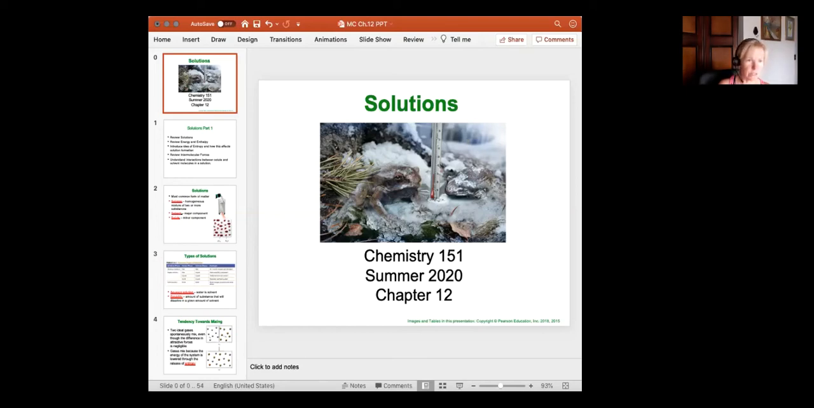We're in chapter 12. This is about solutions. So this chapter is some new material and some review. And so it's a nice way to ease into the second half of that textbook. So remember 150, you were learning all the way up to chapter 11.